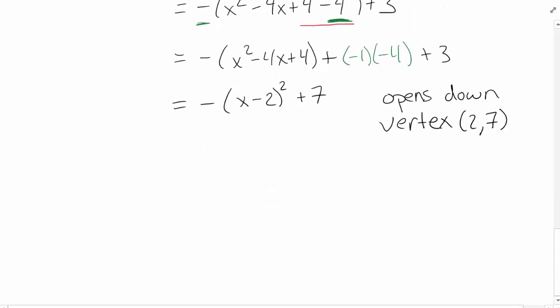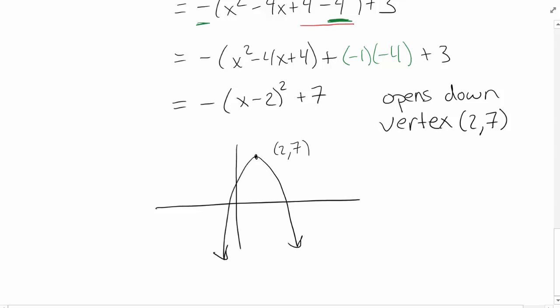So if you were to draw a graph of this real quick, let's say 2, comma 7, give or take, is right about there, and it opens down. So it'll probably look something like that. I'm not certain exactly where it hits the x-axis or the y-axis. You could add in those details, but this gives you a really good idea of roughly what that graph looks like. So that's completing the square to get it into vertex form.